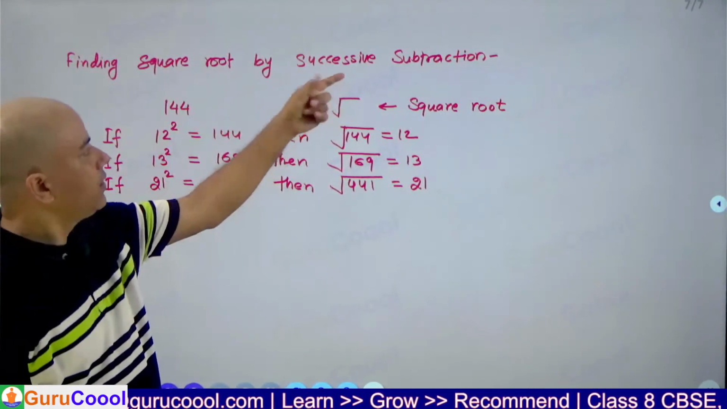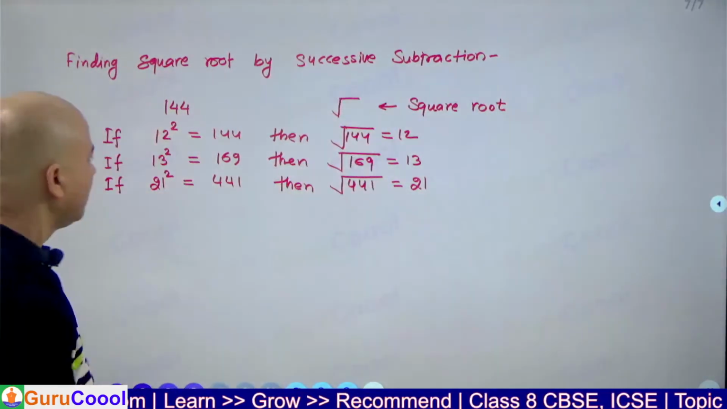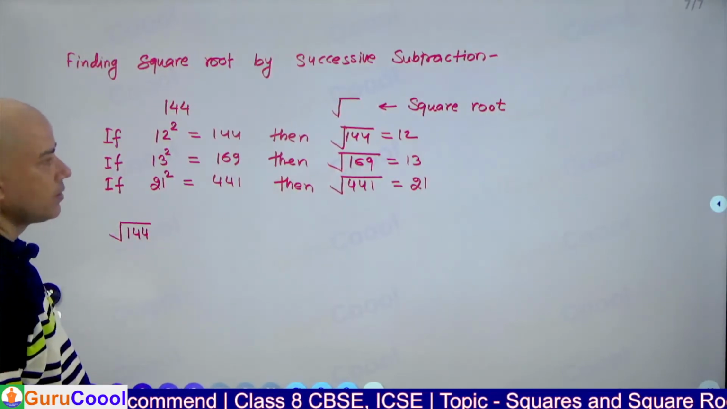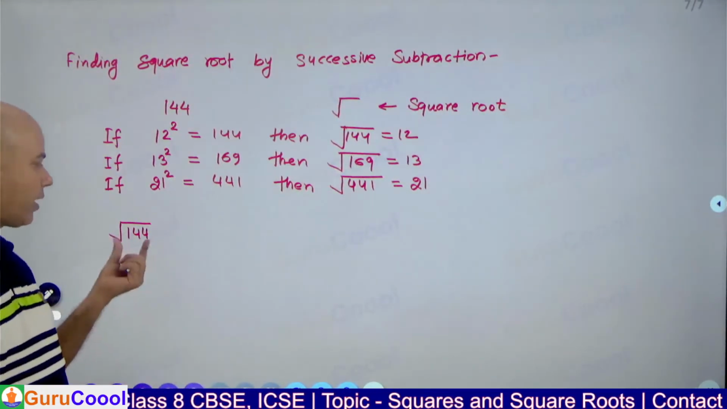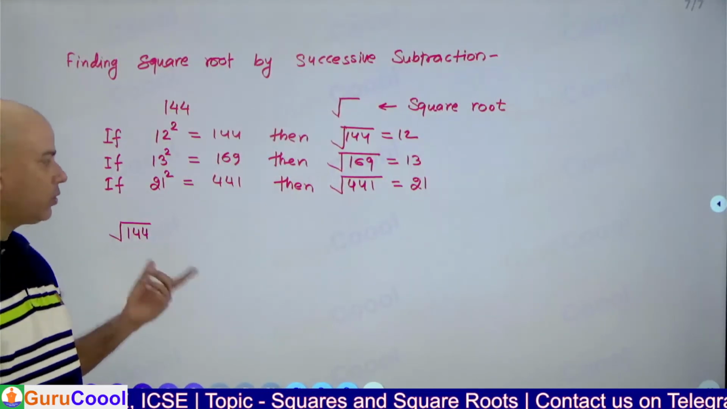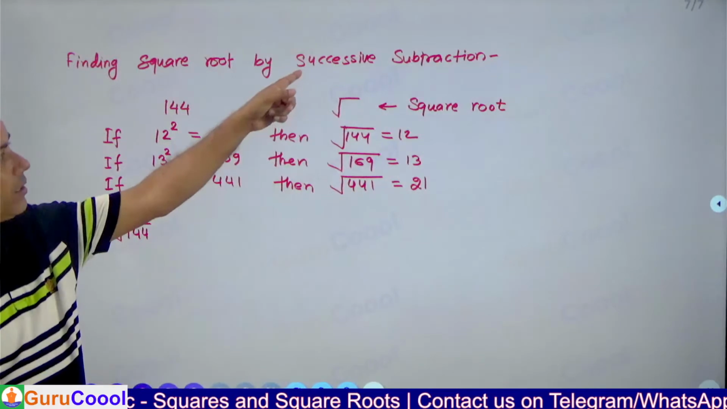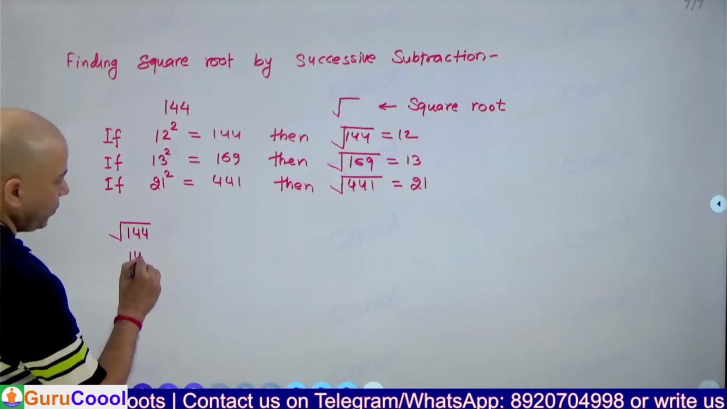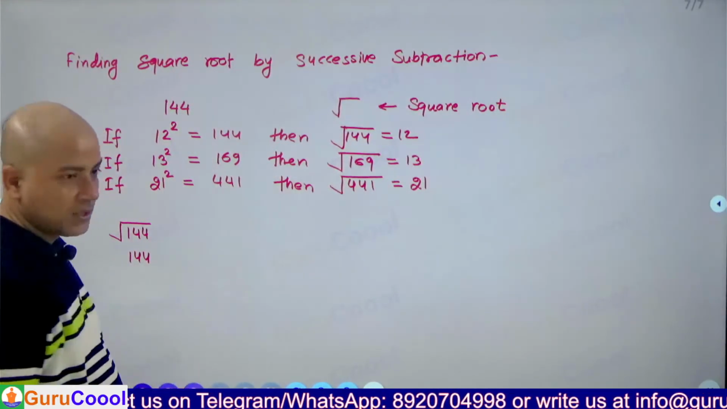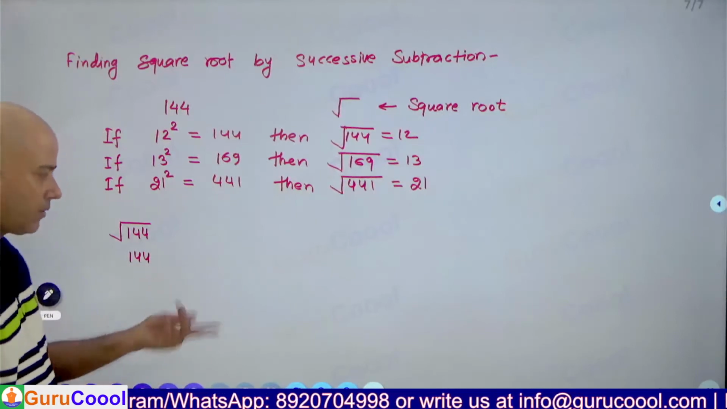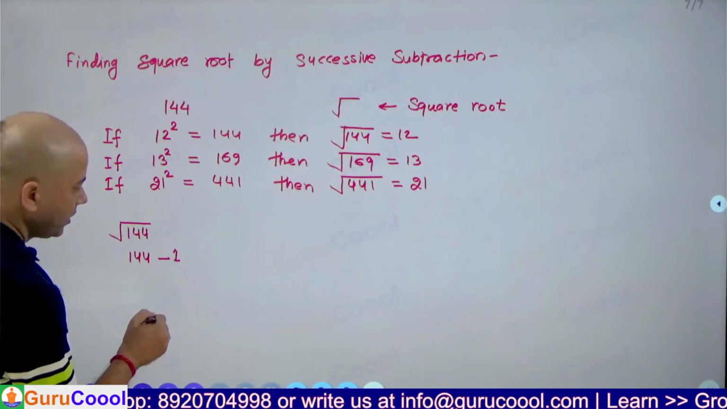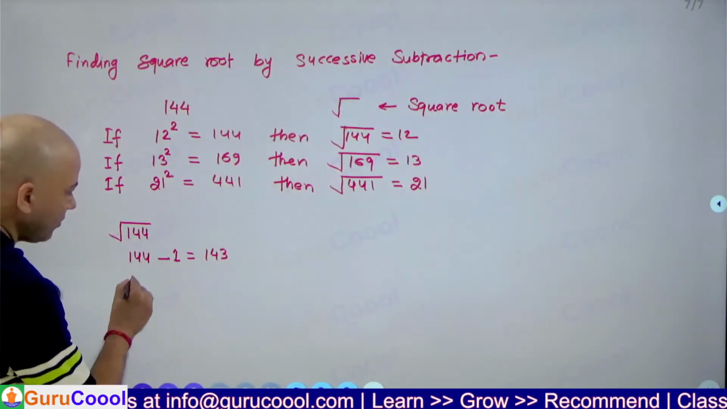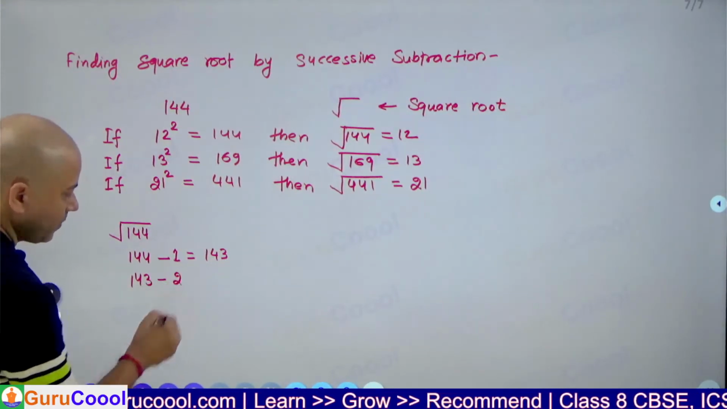But this is written here, successive subtraction. Suppose you have to find the square root of 144. Suppose you forgot or you don't know what the square root of 144 is and you want to find it. So you have a method here, successive subtraction. What do you do in this method? Take 144, subtract consecutive odd numbers. First subtract 1. What is the result? 143. Now subtract 3, the next odd number.